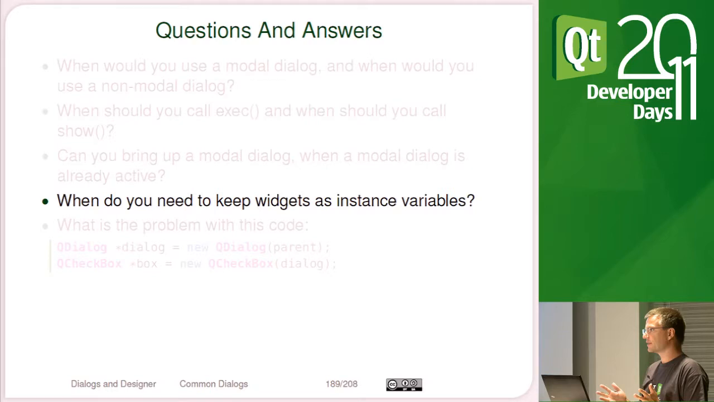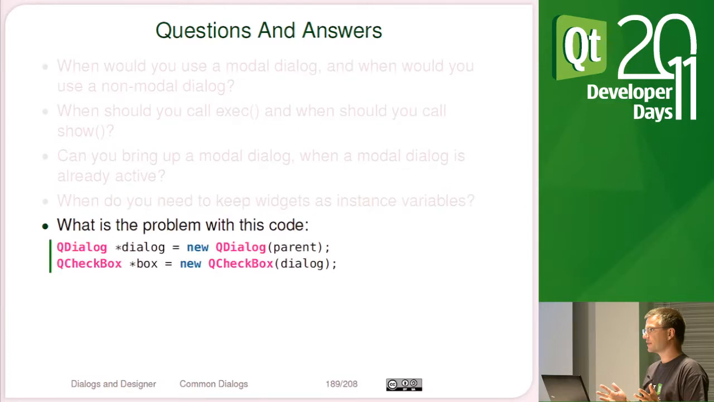Okay, when do you need to keep the widgets as instance variables? Normally, Qt Designer does everything for you and keeps the variables for you. So what is the problem with this code? The code just creates a dialog and creates a checkbox within the dialog. So actually speaking, the code would work, but it's really bad coding. Normally, you just subclass from Qt dialog and implement a checkbox within your dialog, and you do not call it from the outside.